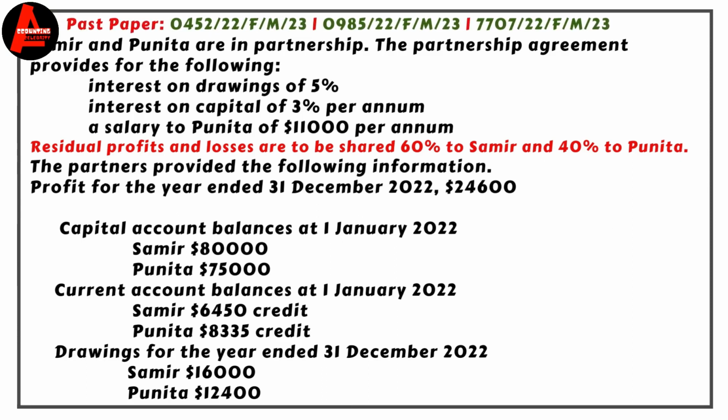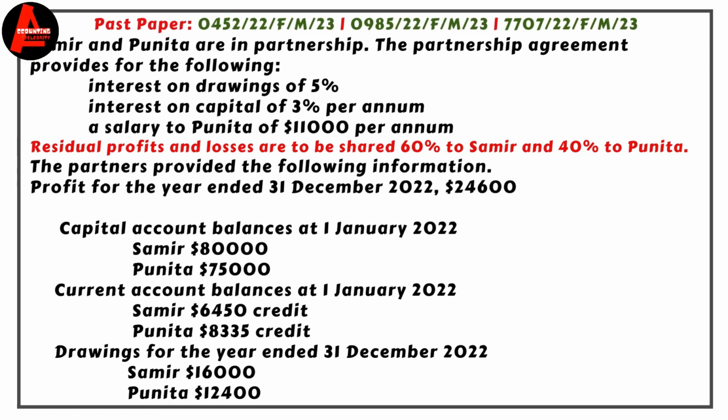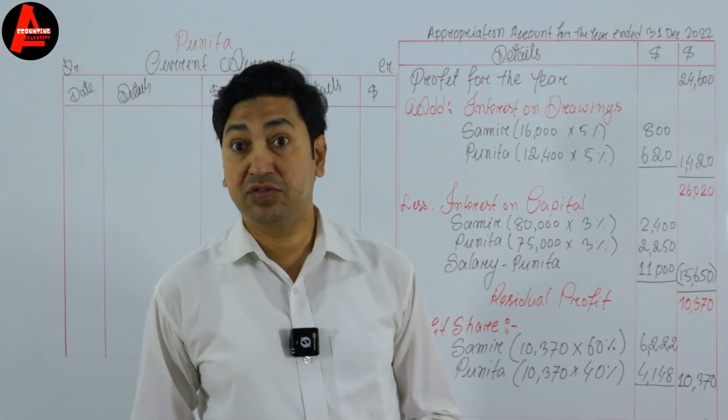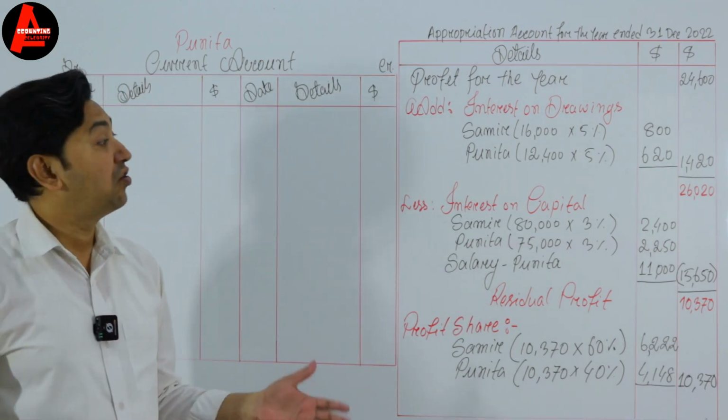So here we see Samir and Punita are in partnership. The partners agreement provides the following information. So we have here many things, all relevant items we have taken to the appropriation account. Then here we have current account balances. Here we have Samir's $6,450 credit and Punita it is $8,335 credit.